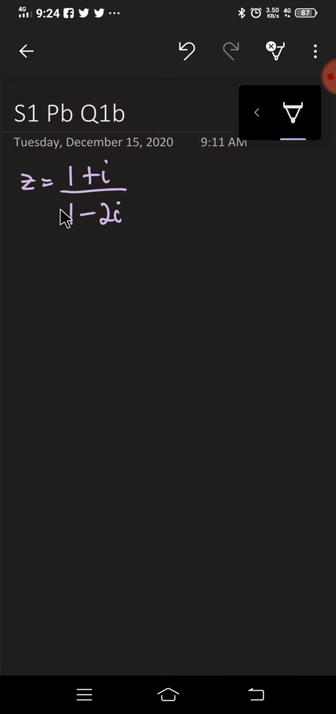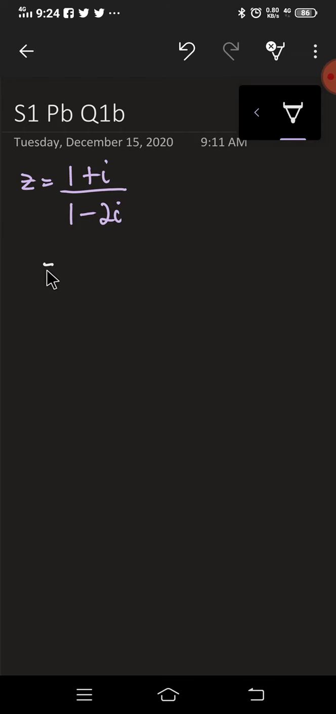So for question 1b, we have z equal to (1 plus i) divided by (1 minus 2i). The question asks you to write down the complex number z in polar form. But this z is actually a division between two complex numbers. So to change it to polar form, we need to know what is the real value and what is the imaginary number in z. But we have a fraction, so we need to rationalize the complex number first.